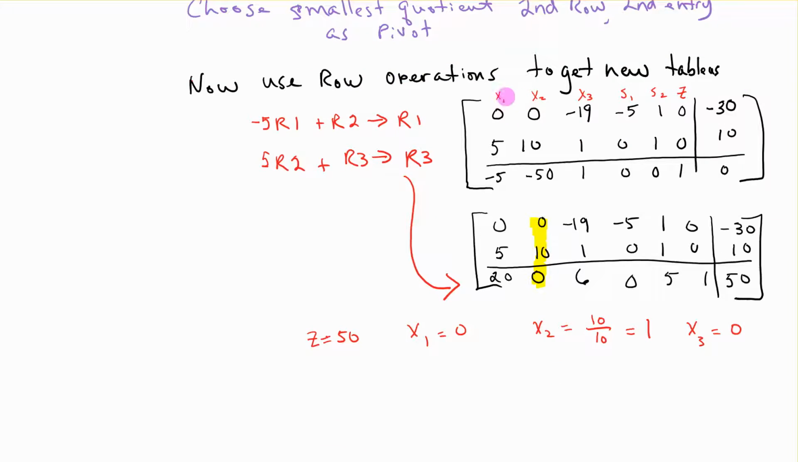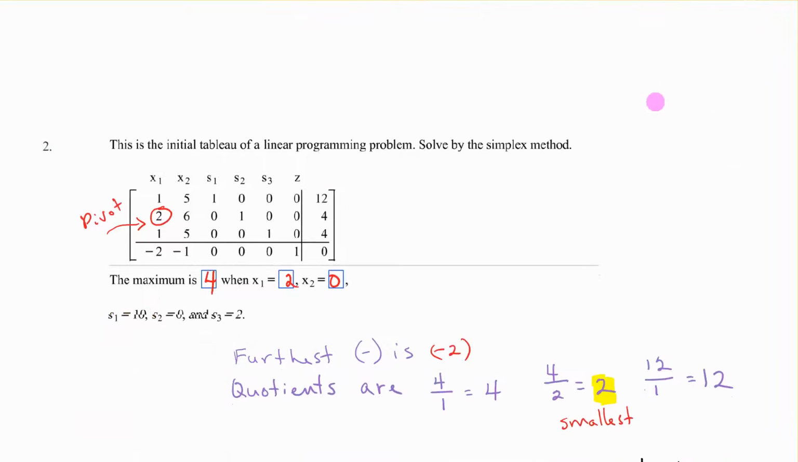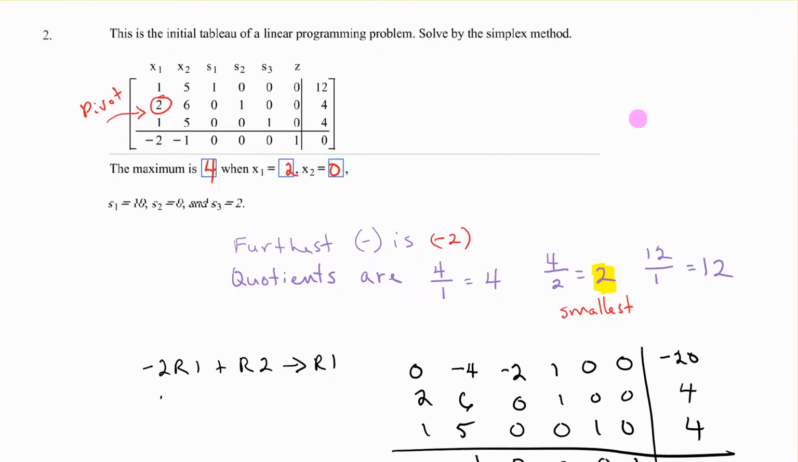So write in your little x1s above. You may have to write the tableau several times to make it work for you, but your goal is always to take that pivot and turn the other two into zeros. Okay. All right, let's look at number 2, and I think we only have 3 of these to do.